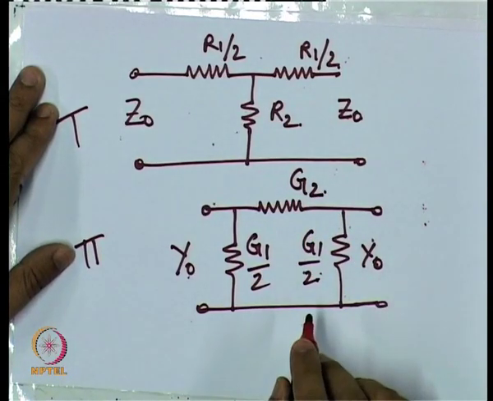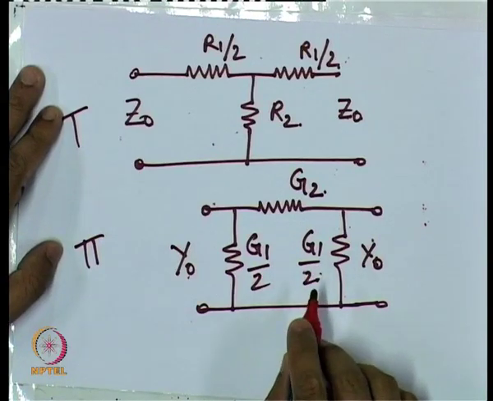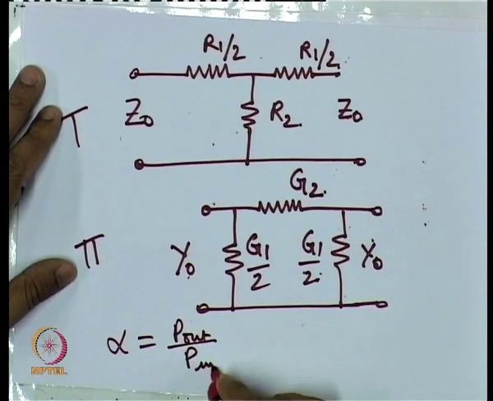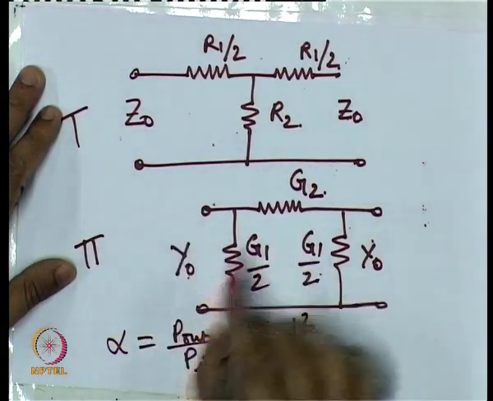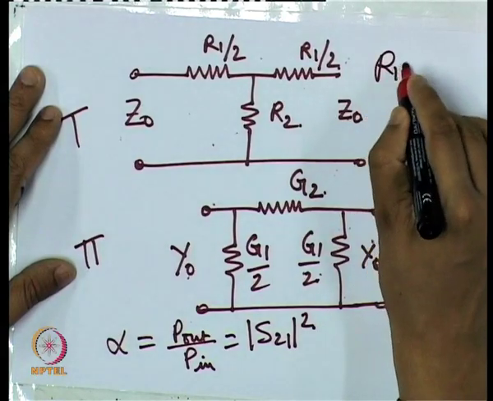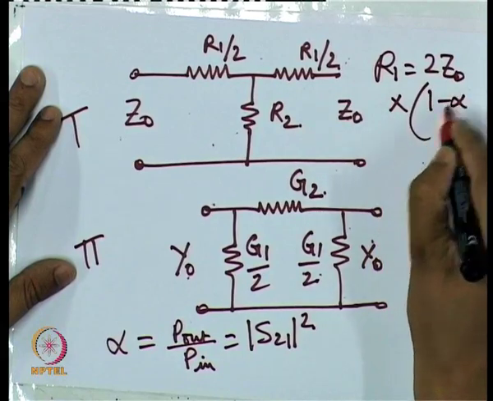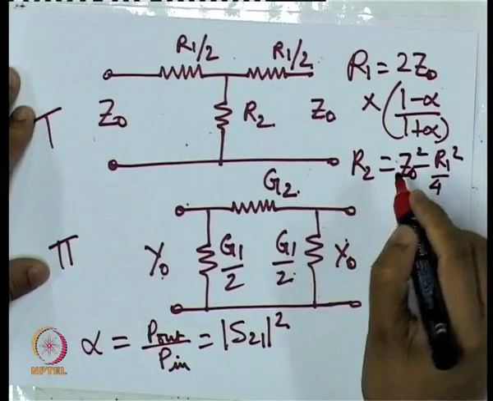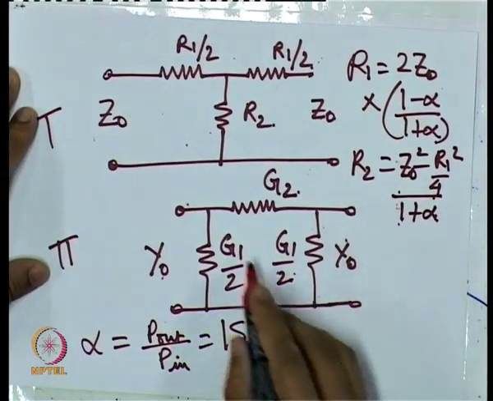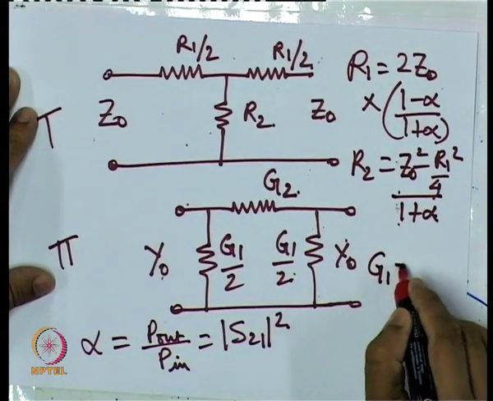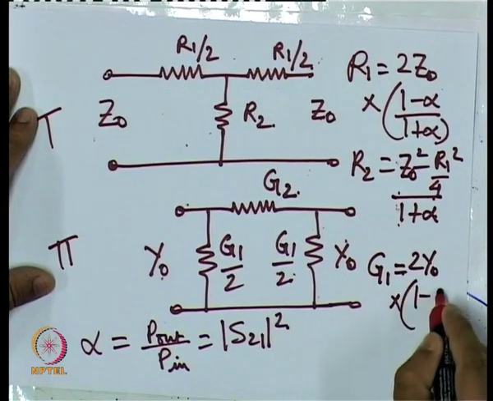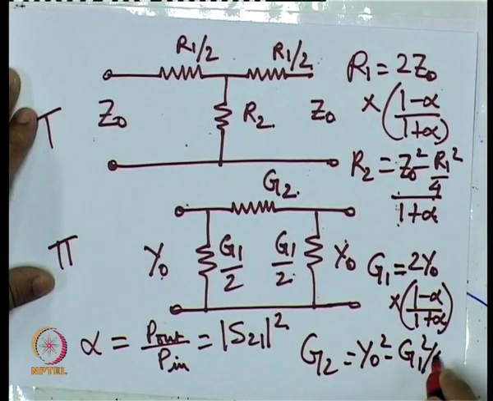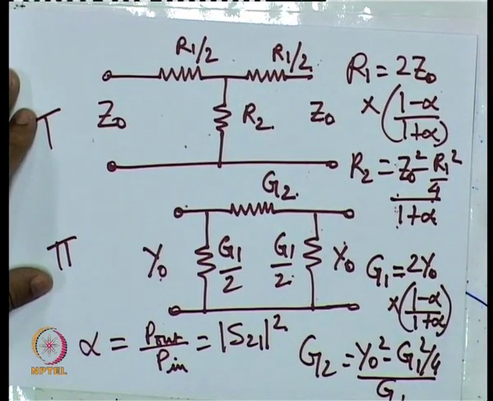Now, in the book by Pozar, a solution for this implementation is given. Suppose you need an attenuation of alpha, that is P out over P in, which is given by S21 squared provided the inputs are matched. The design equations are that R1 should be equal to 2Z0 into (1 minus alpha) upon (1 plus alpha), R2 should be equal to (Z0 squared minus R1 squared) by 4, upon (1 plus alpha). And for this pi implementation, G1 should be equal to 2Y0 into (1 minus alpha) over (1 plus alpha), and G2 should be equal to (Y0 squared minus G1 squared) by 4. So, the equations are basically the dual of each other.